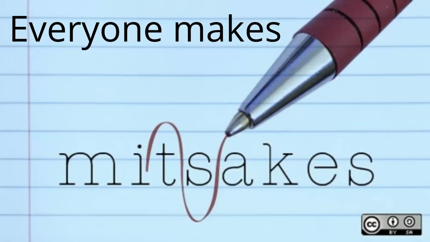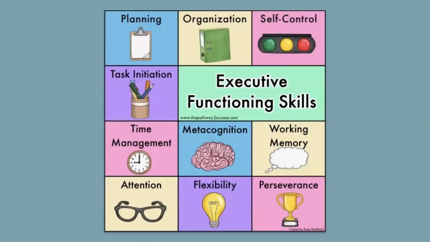Part of self-regulation is knowing how your brain works, your executive functioning. What does your brain do well? Where do you struggle? Talk about this with your students so they know when to ask for help. You'll learn how and when to support each student with checklists, timers, and graphic organizers.